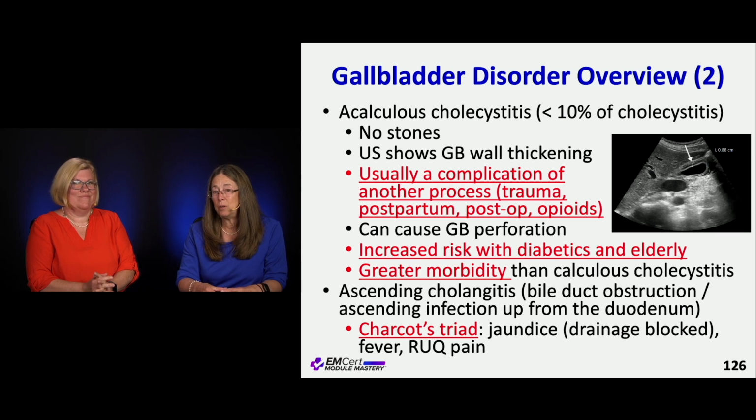Now, your gallbladder can get inflamed without stones in there, though. So acalculous cholecystitis, it's about 10%-ish max, but you see this with other things. So this is the person who's in the ICU. This is postpartum. This is a trauma patient. Post-op opioid sepsis can cause this, where basically the gallbladder wall is thickened. They actually look like they have cholecystitis, which they do. They just don't have a stone in there that's causing this. And this can be pretty devastating. We see it in diabetics and the elderly more, and there's a lot more morbidity than with calculous cholecystitis.